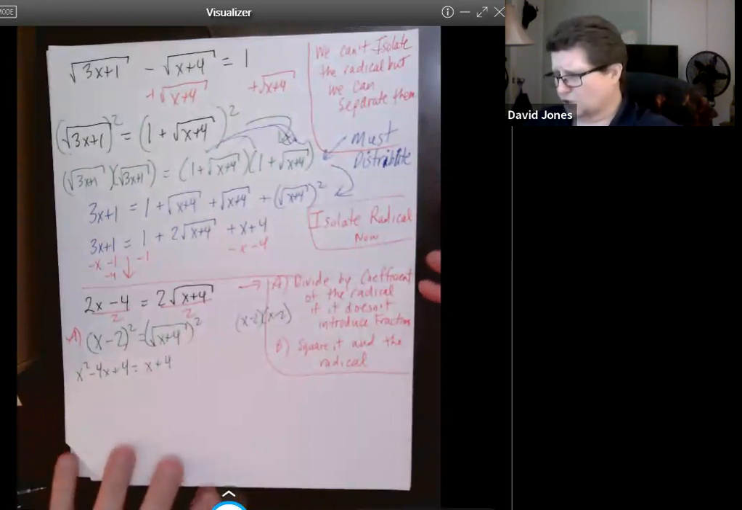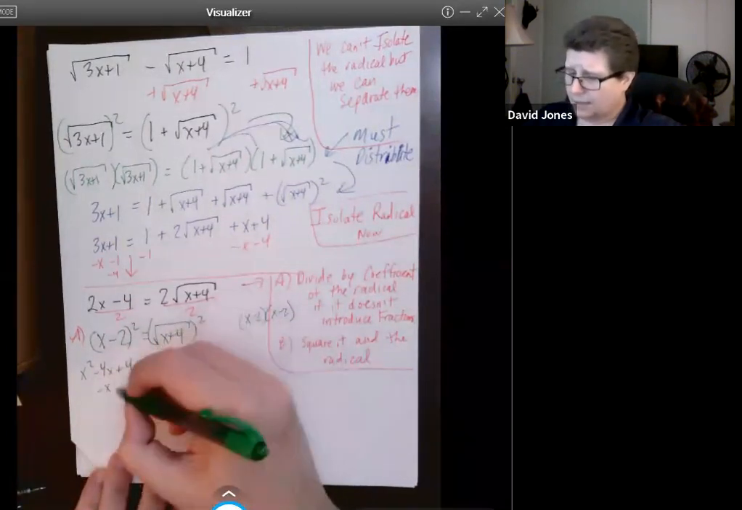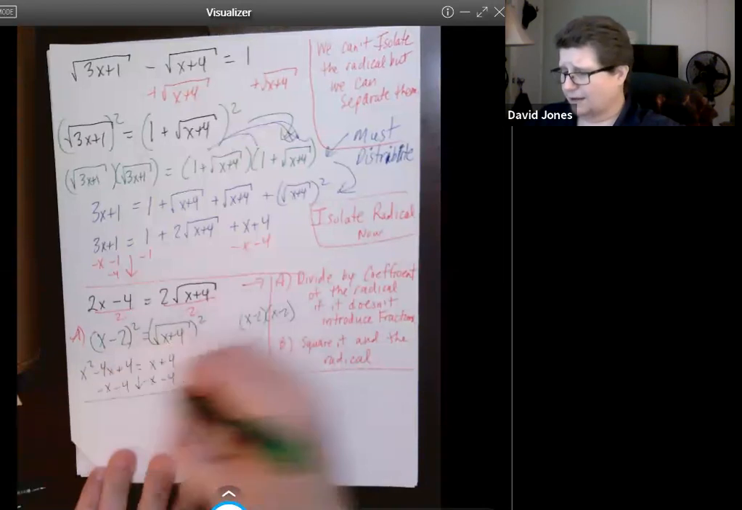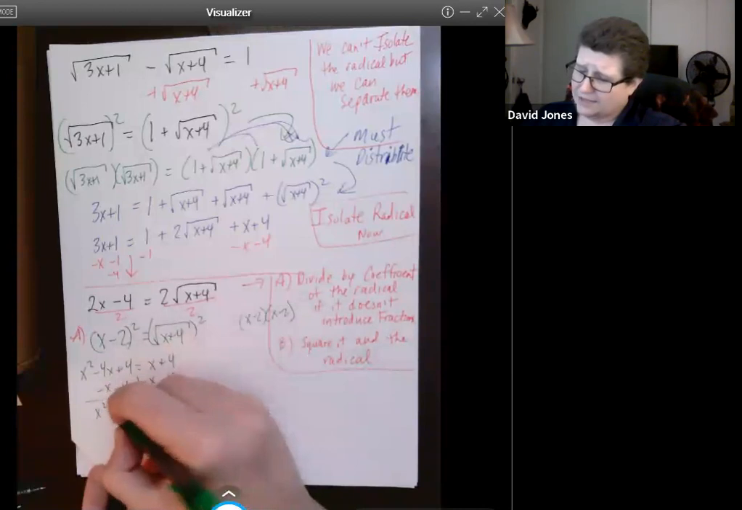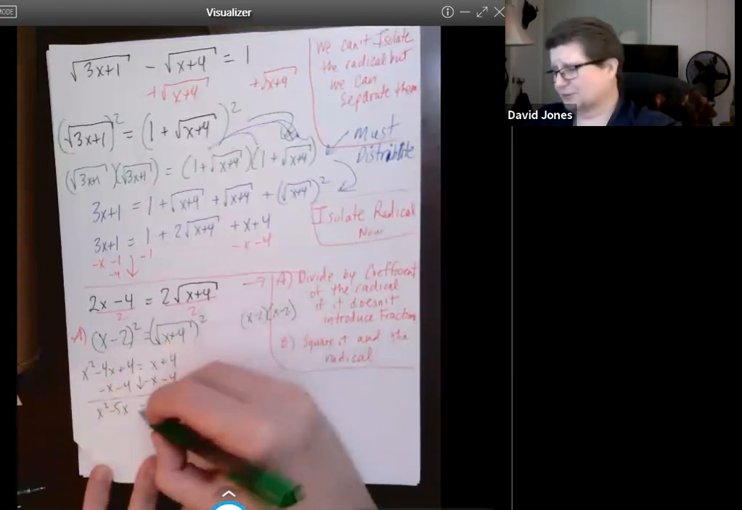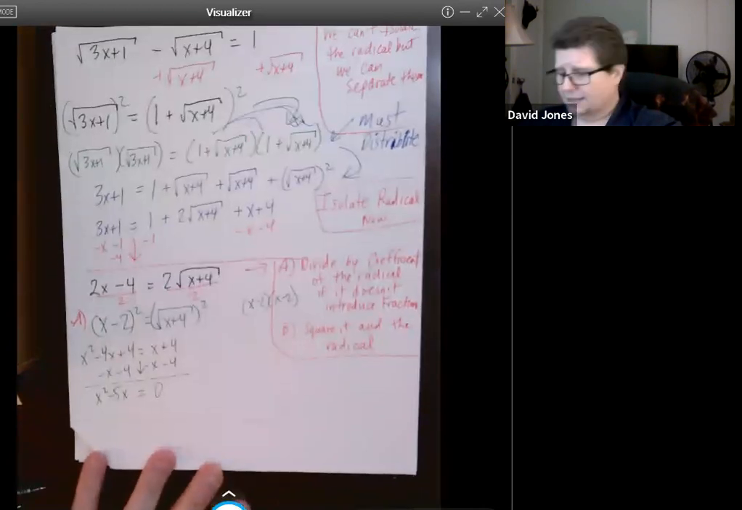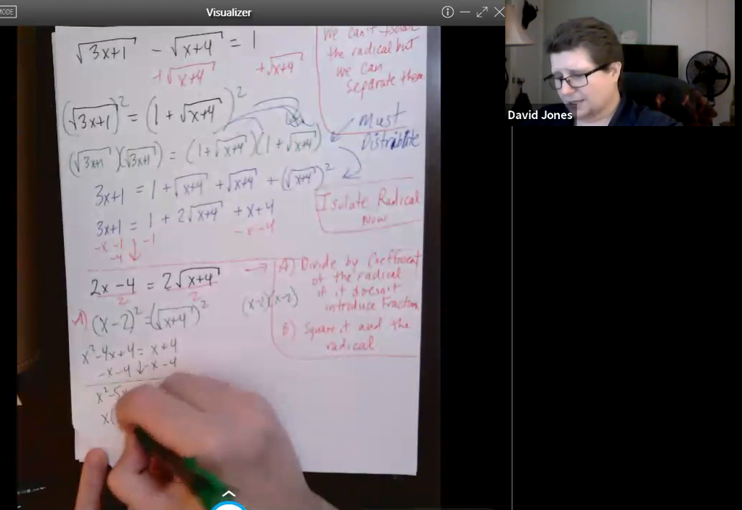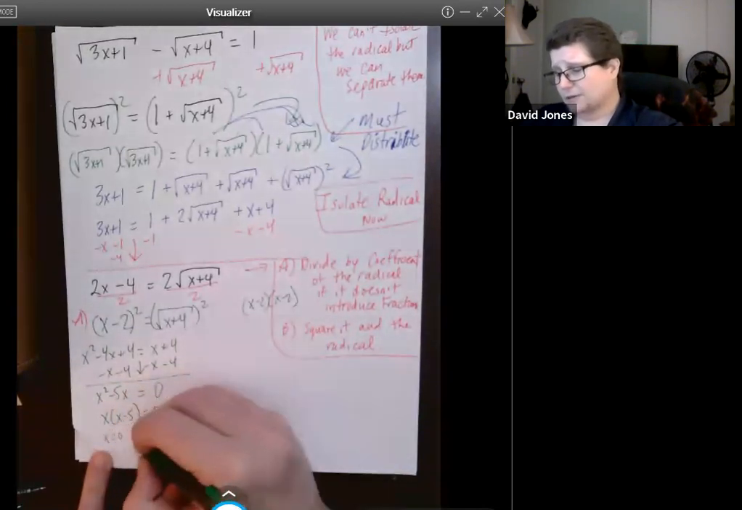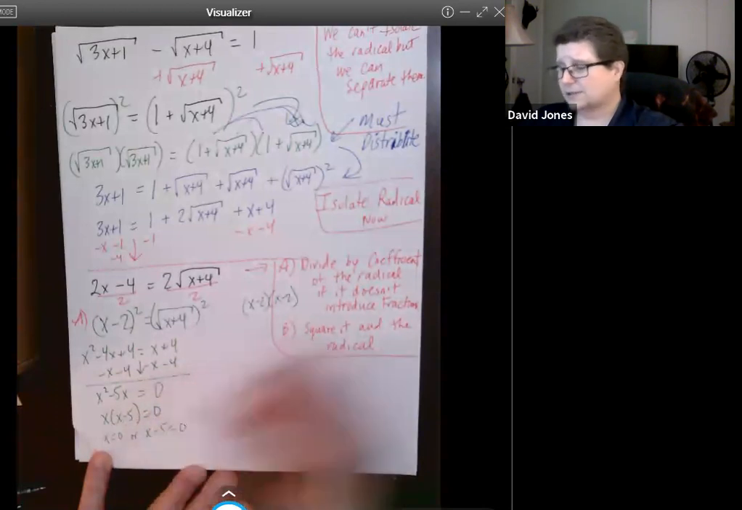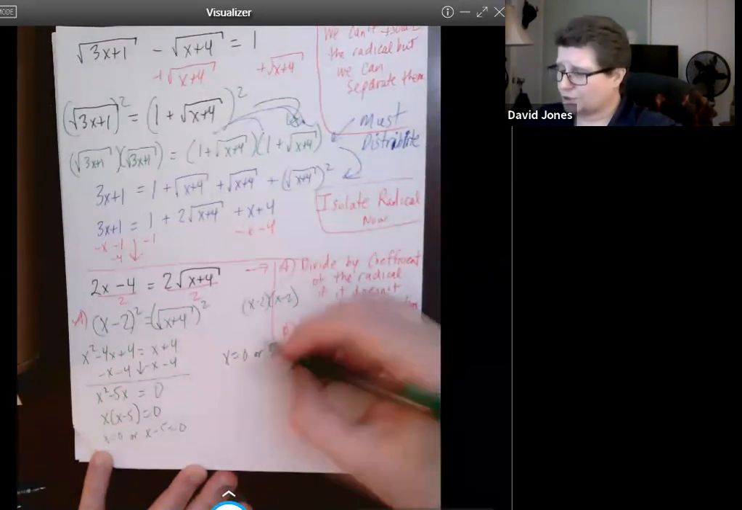Now we solve. We have an x squared, so I'm going to gather all the terms on the same side by subtracting x and 4 from both sides. And I get x squared minus 5x, the 4 and negative 4 cancel, equals 0. This does factor. x times x minus 5 equals 0. So either x equals 0 or x minus 5 equals 0. x equals 0 or 5 are my potential solutions.